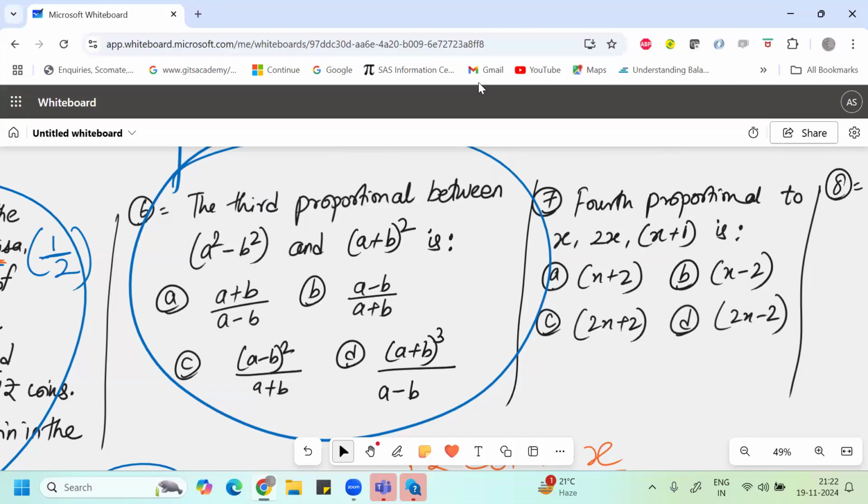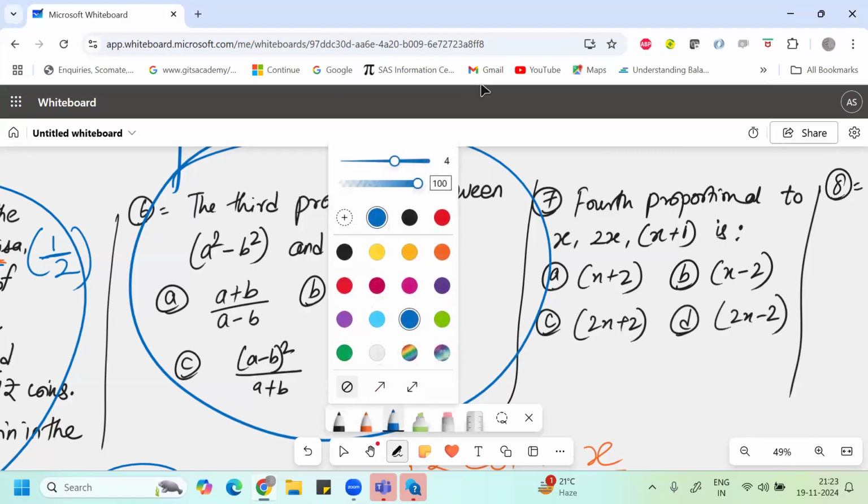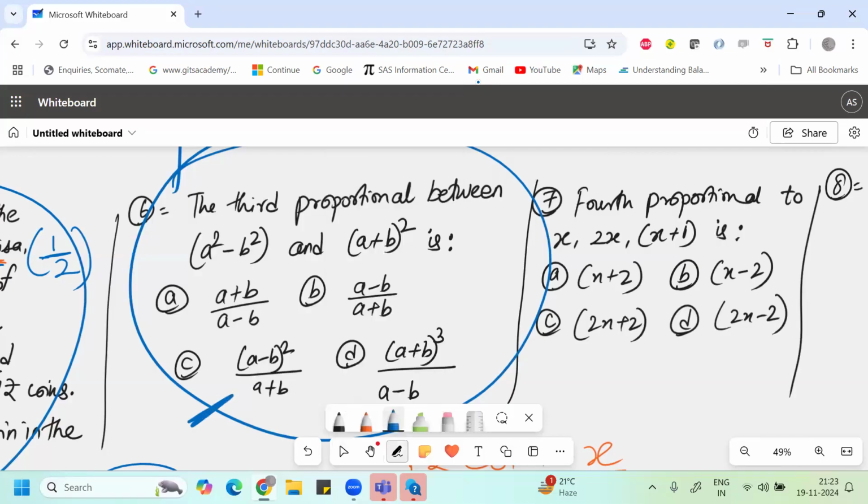You know, right, how to do third proportion, mean proportion, what is the formula of mean proportion and all. So if you are getting a question of mean proportion, how will you do mean proportion, third proportion, fourth proportion? 100% you will get a question on third proportion, fourth proportion in the exam. Third proportion, how do we do it?